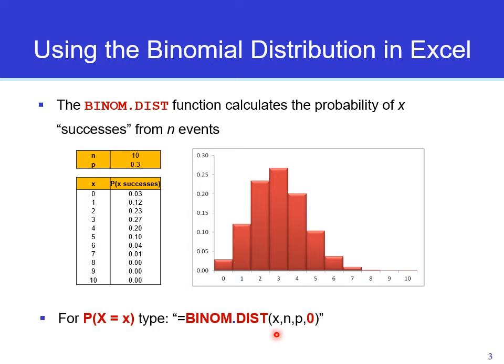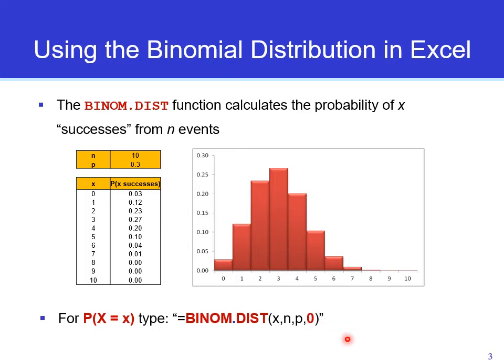Binom.dist, parentheses open. The first one is x, the number of successes that you want, comma. The second one is n, the number of trials, or how many times you repeat the experiment, comma. The third parameter is p, the probability of success, and comma, the last one should be 0. The last one indicates whether you want it to be cumulative or non-cumulative. Cumulative means, for example, that you want the probability of x and less than x. So here you want it to be exactly equal to x. That means you don't want it to be cumulative, so you put 0.